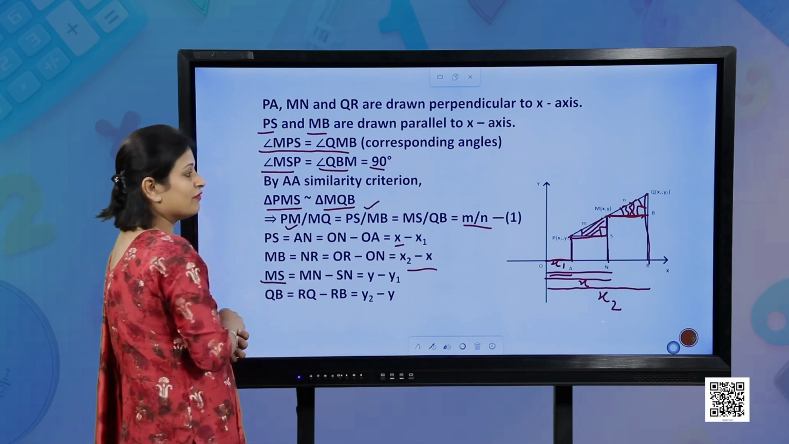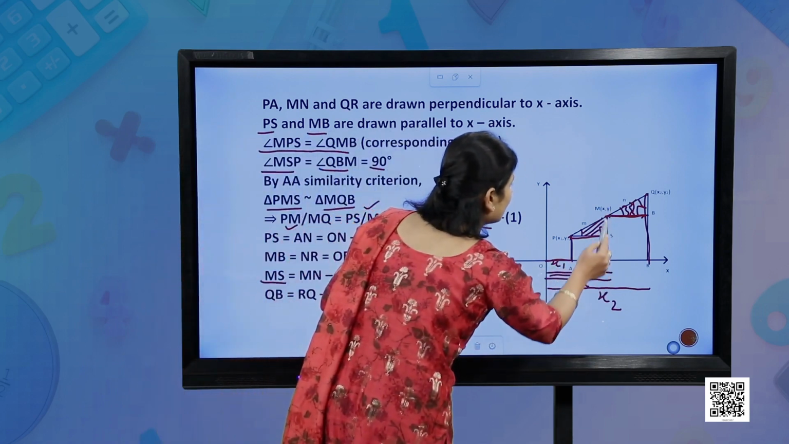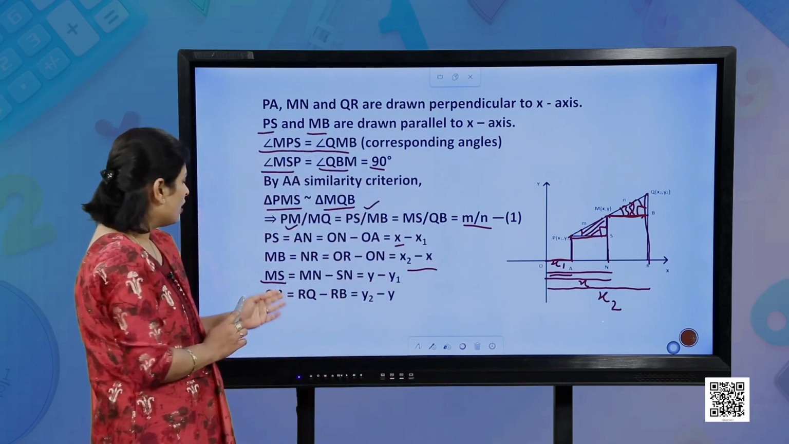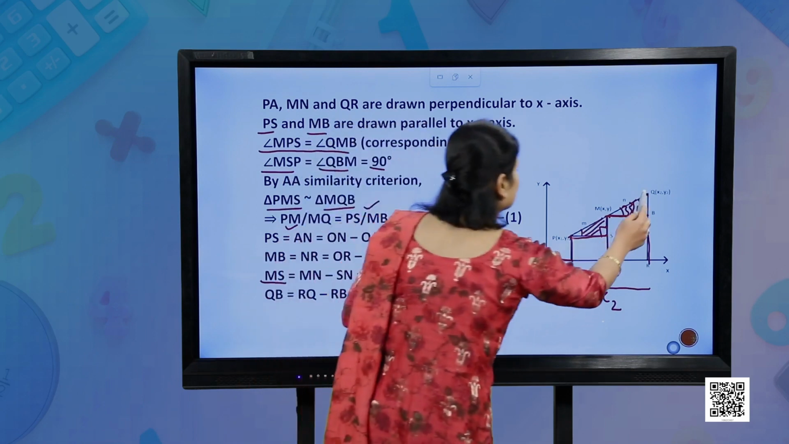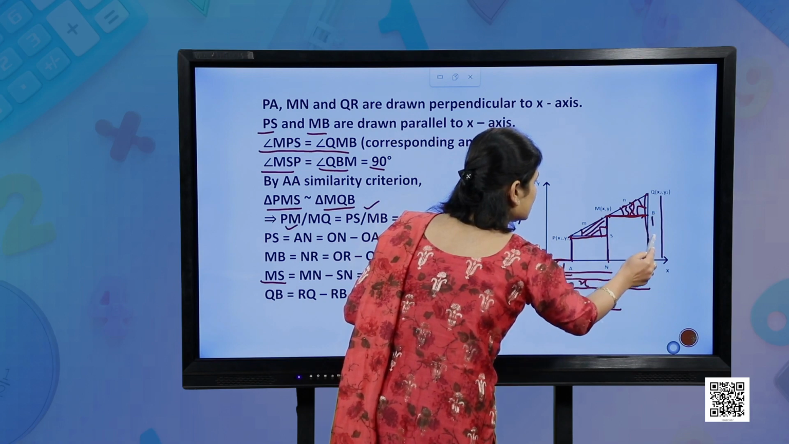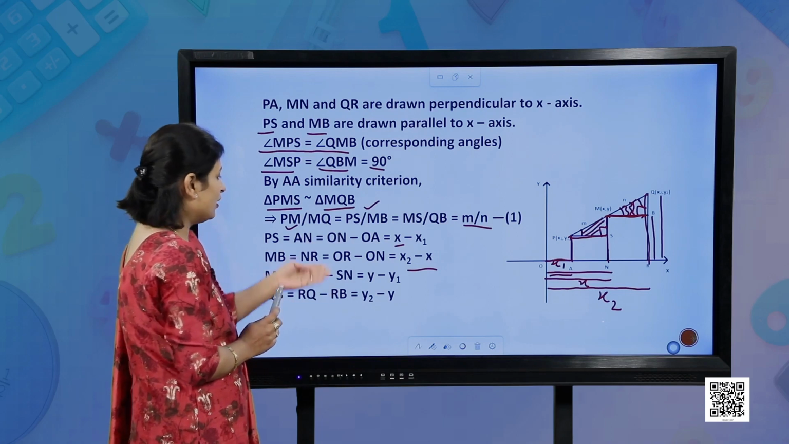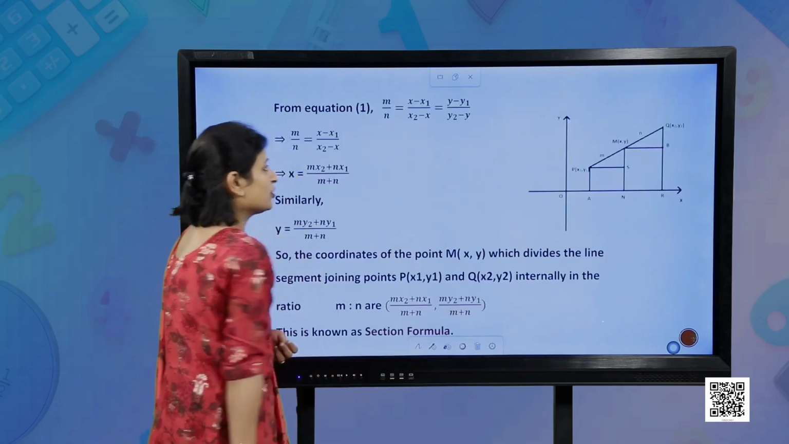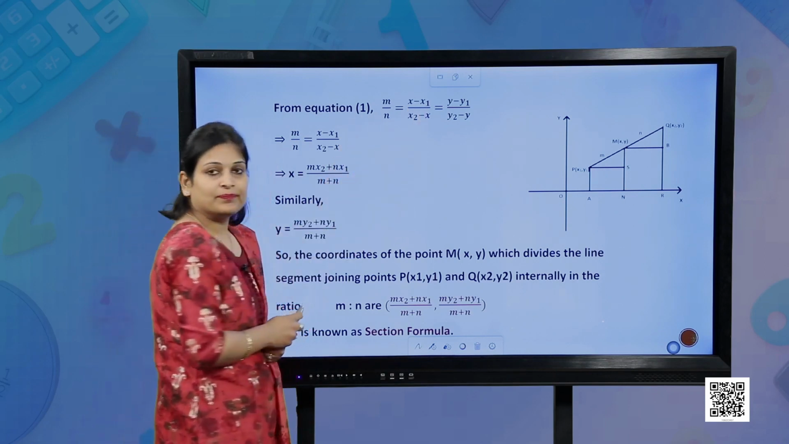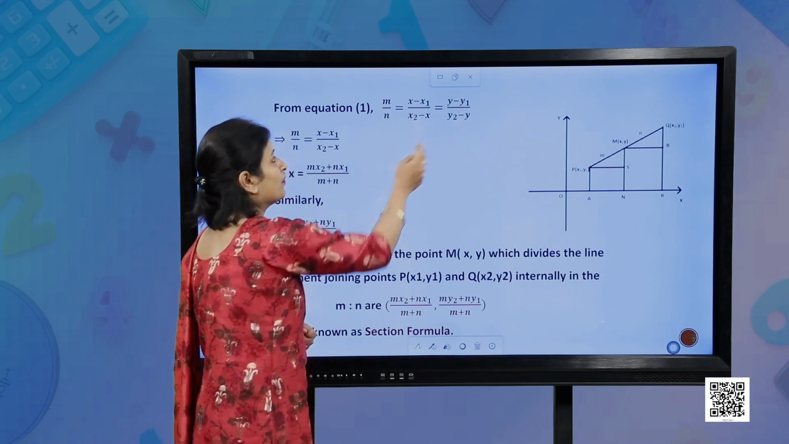Now, you will find the value of MS. MS is MN minus SN. You will get y minus y1. For QB, it is QR total minus this. What will you get? y2 minus y. Now, you have all the values with you. You have to simply substitute the values. You will get m upon n is equal to (x minus x1) upon (x2 minus x), which is equal to (y minus y1) upon (y2 minus y).